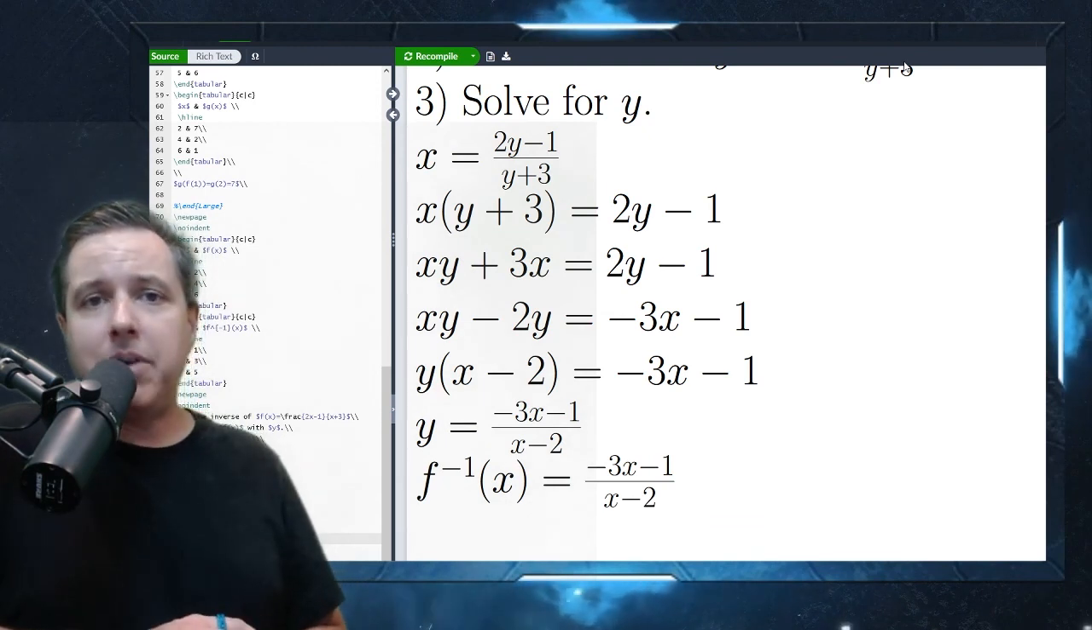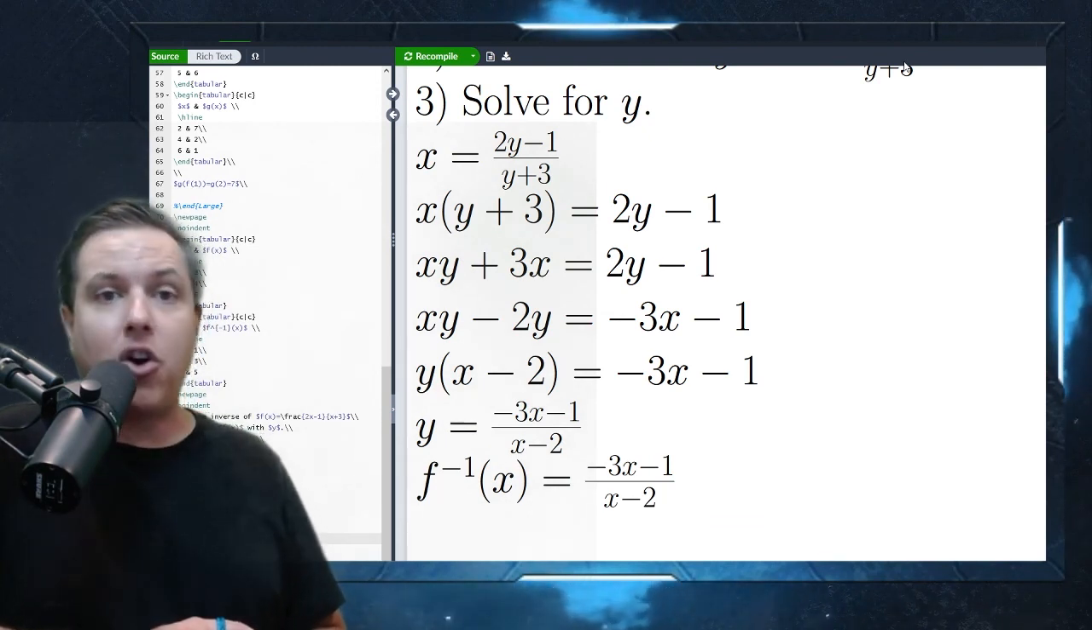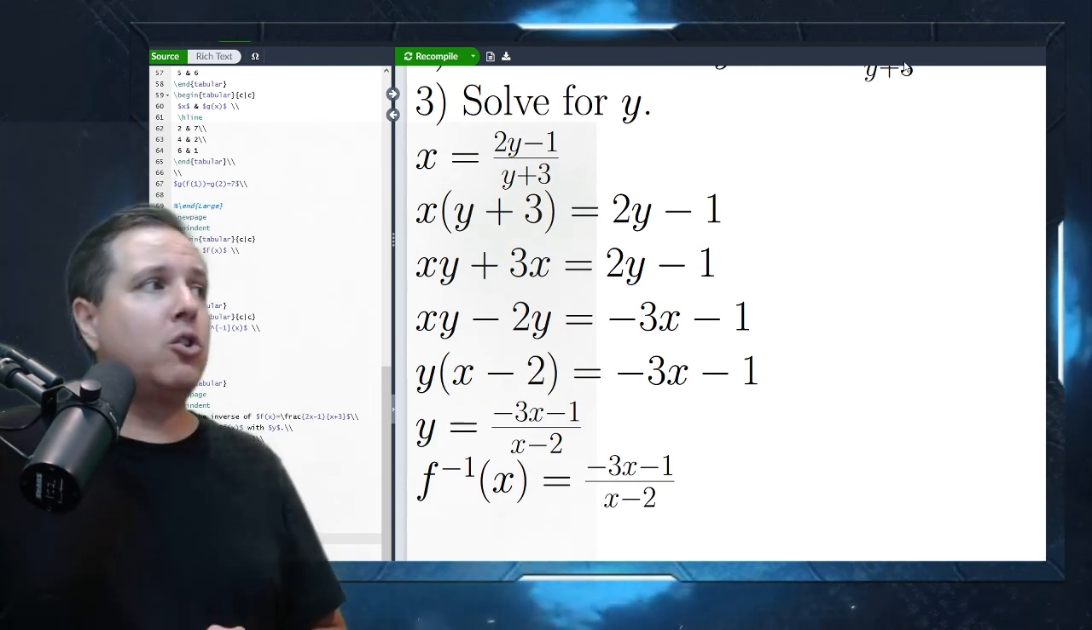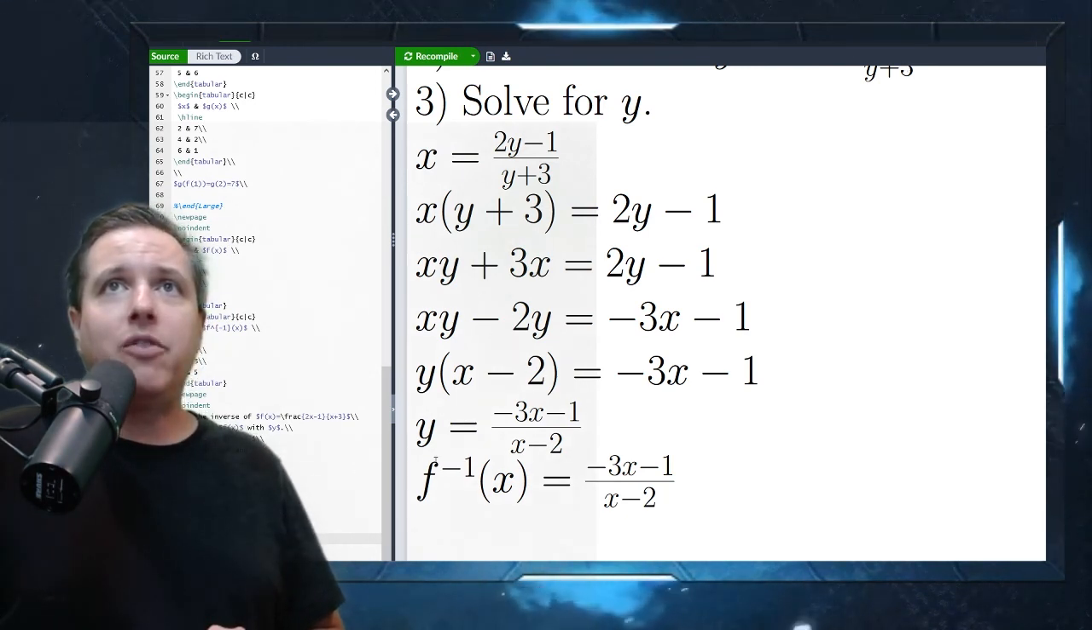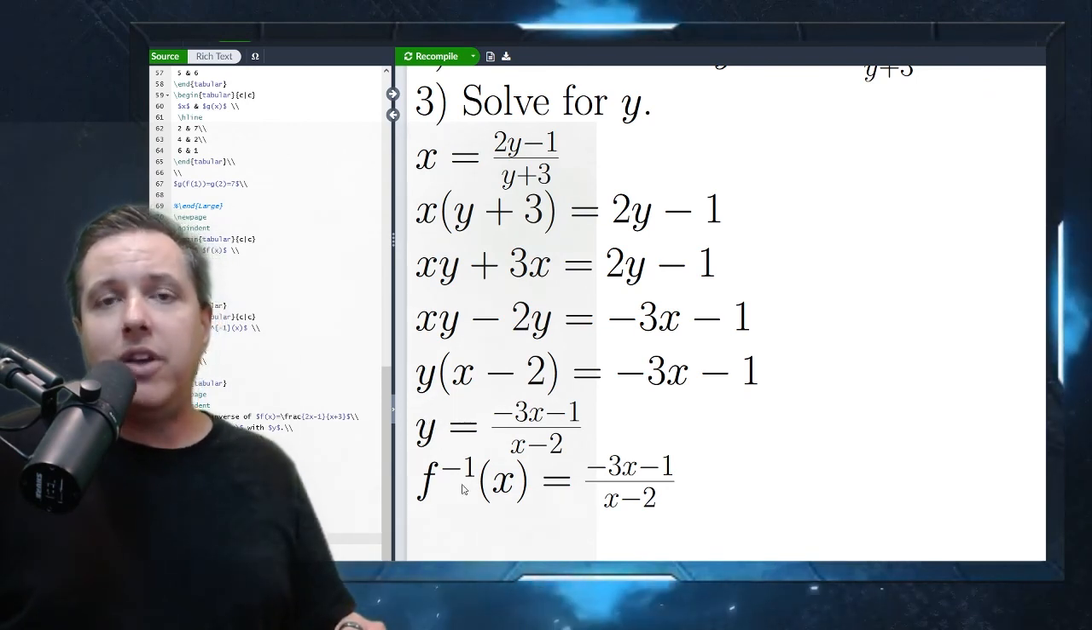And our last step here is another easy step. We did the hard part already. Step 3 is the hard part. Step 4 is easy. We just turn that y into f inverse. So remember, step 1 was to turn f of x into y. Our last step is to turn y into f inverse of x.